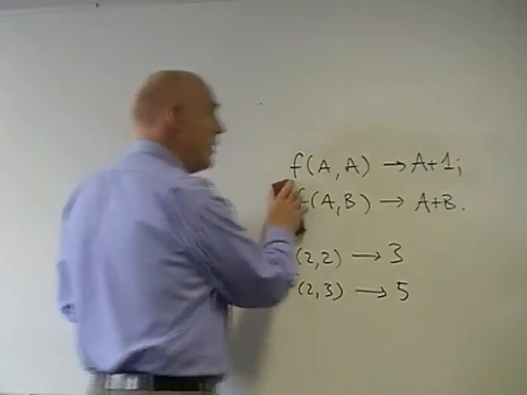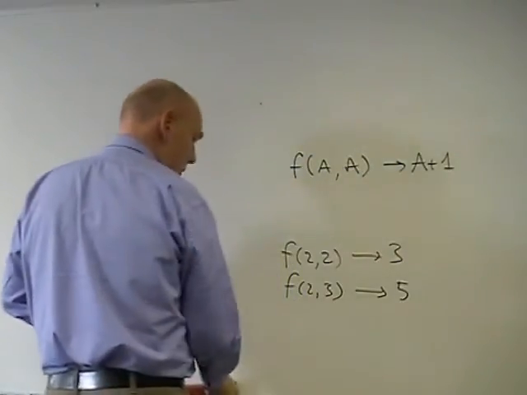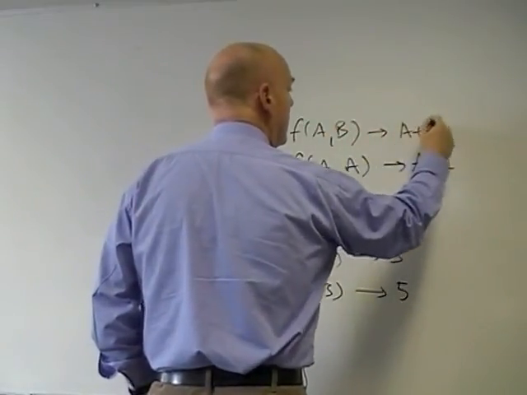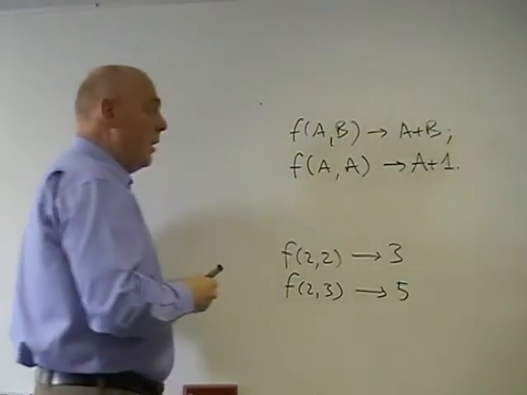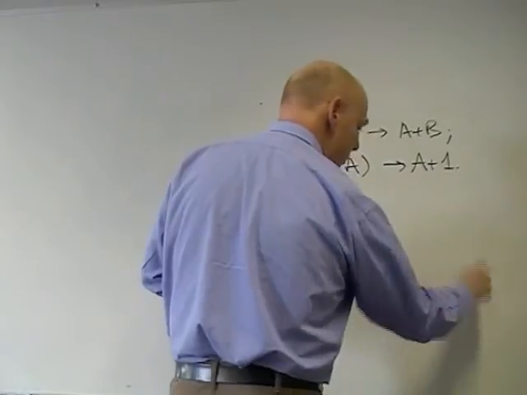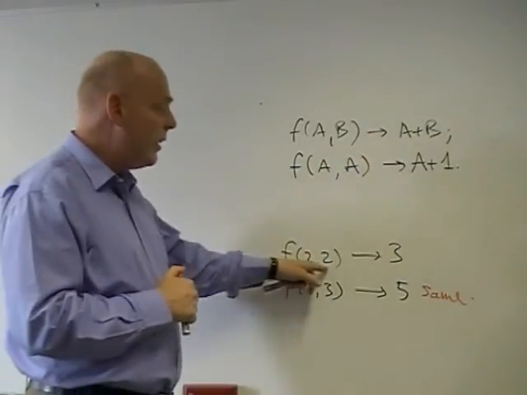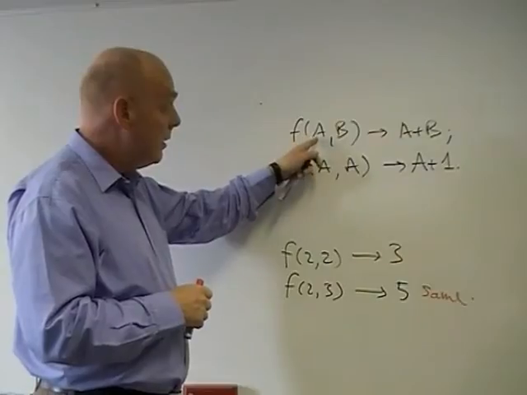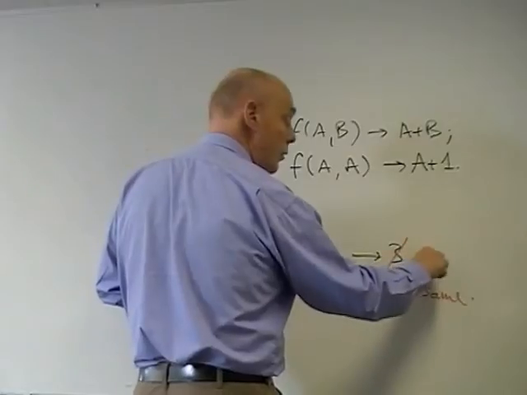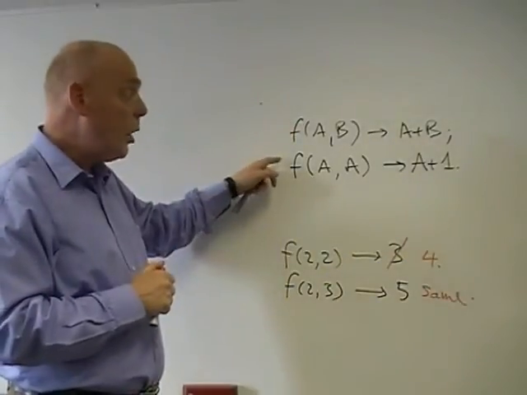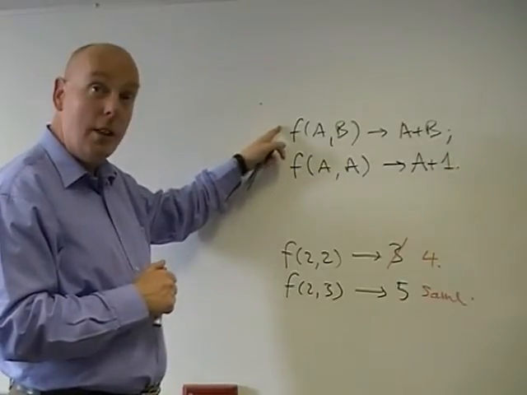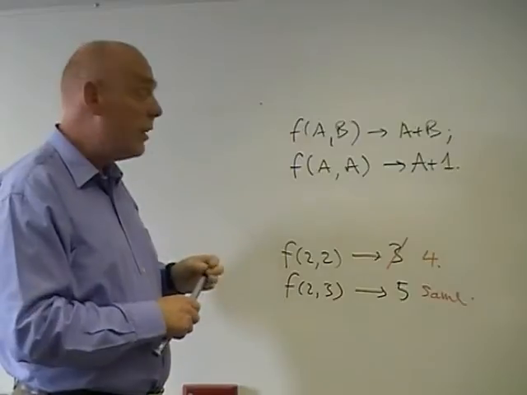Now, what happens if I write these in the opposite order? Well, in this case, we'll get the same result. But what happens in the case where we have the arguments 2 and 2? Well, 2 and 2 match A and B, so we'll get, in this case, the result 4. Moreover, we'll never hit that case there. So the order in which you write these things down affects the final result that you get.